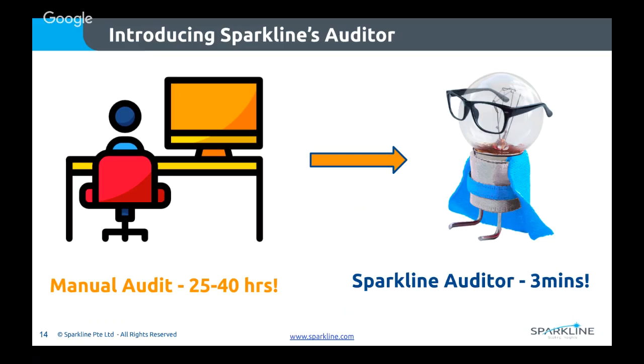Because I come from a team where we've always had to run a lot of manual audits, and most of the manual audits across different platforms, across different properties for different clients, has always taken us about 25 to 40 hours, if I can say that, depending on the complexity of the client and complexity of the Google Analytics setup. But the auditor has reduced our workload a lot. It brings all of that down to 3 minutes.